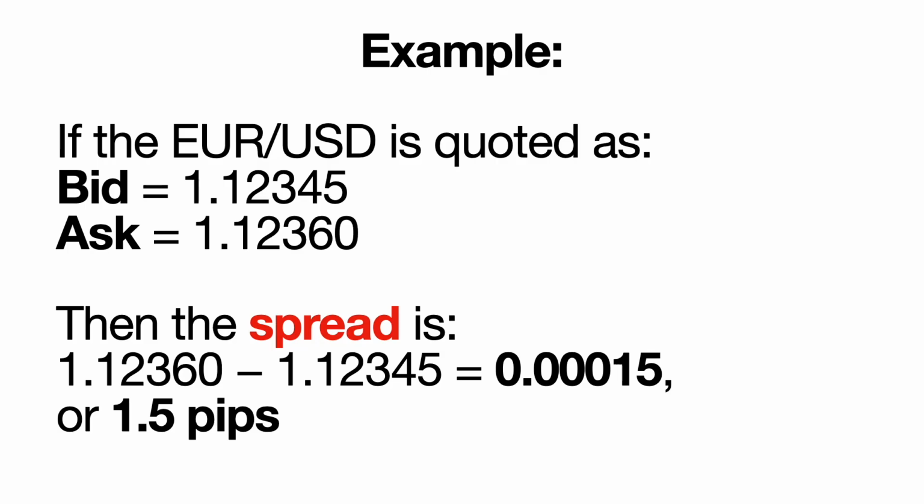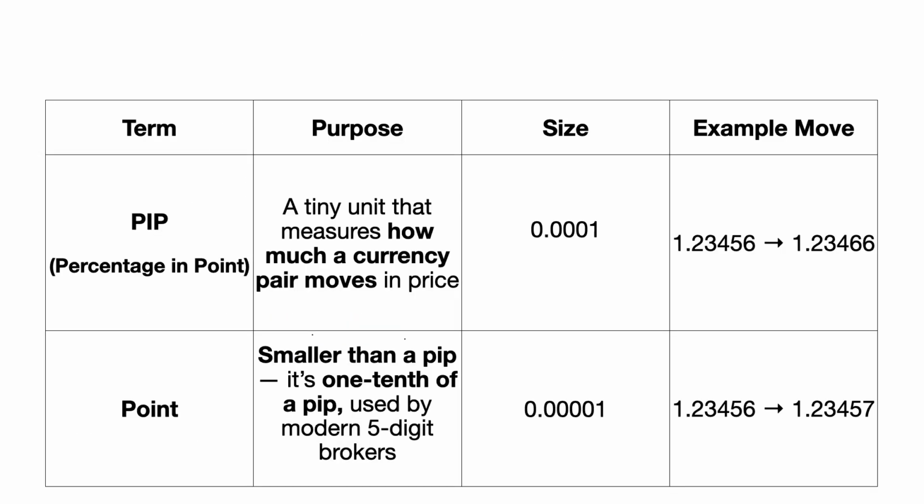For example, if the EUR/USD is quoted as bid 1.12345 and ask 1.12360, then the spread is 1.12360 minus 1.12345, which is equal to 0.00015, or 1.5 pips. Most traders think in pips, but many platforms require you to input points, also called pipettes.